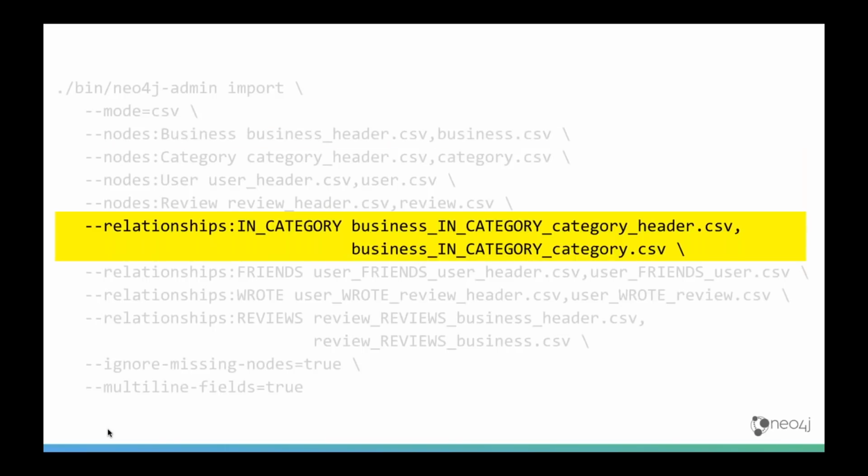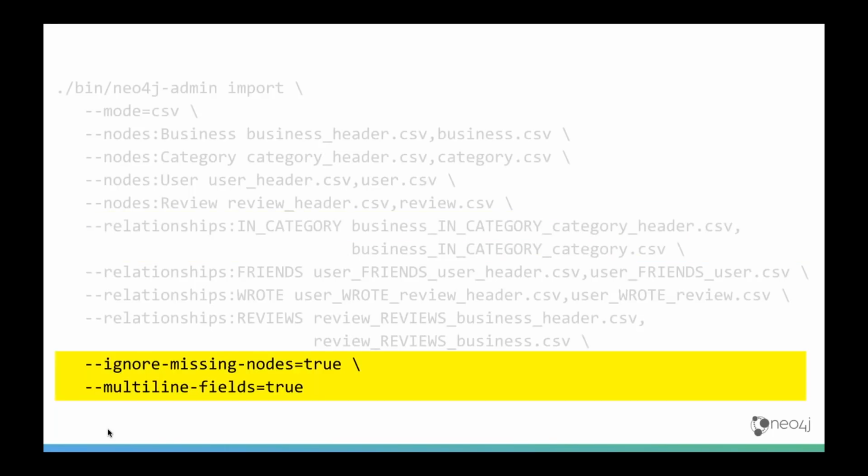And then we do the same for categories, and for relationships, we've got pretty much the same thing. We just point it at the relationships file, and we're saying this time I want the relationship type for all of the connections in this file to be in_category.